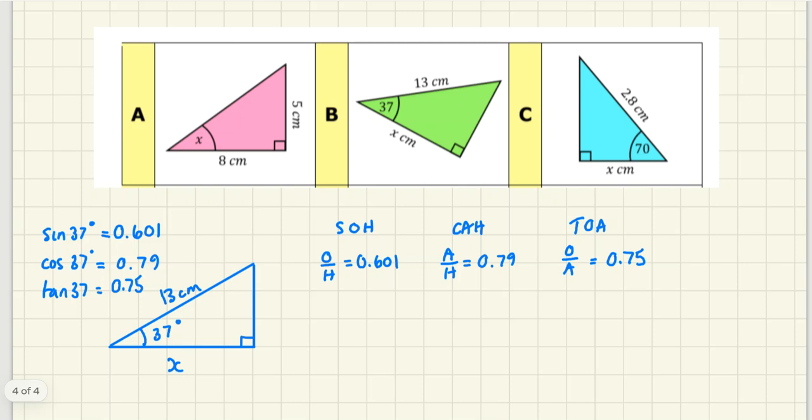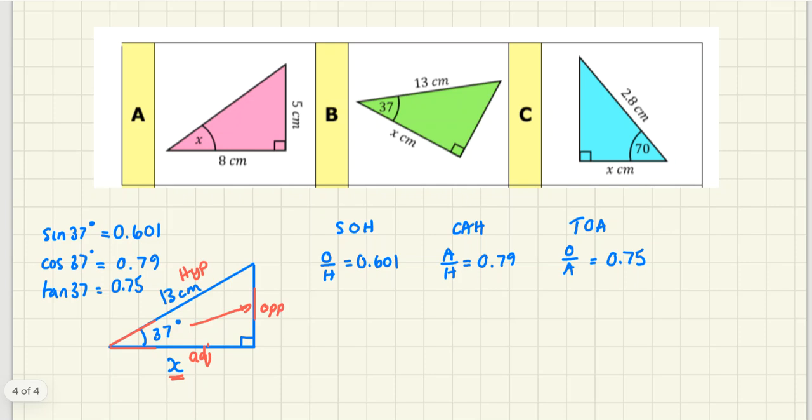Now what we look at on the triangle is this is the hypotenuse because it's the longest side. This side with the x is the adjacent side because it makes the angle. The opposite side is always opposite the angle.